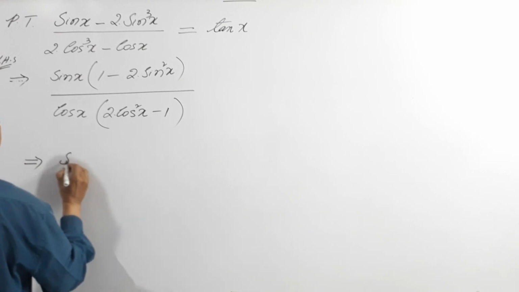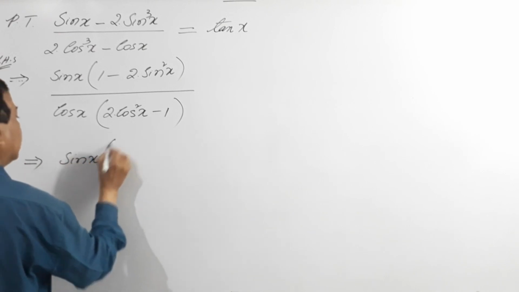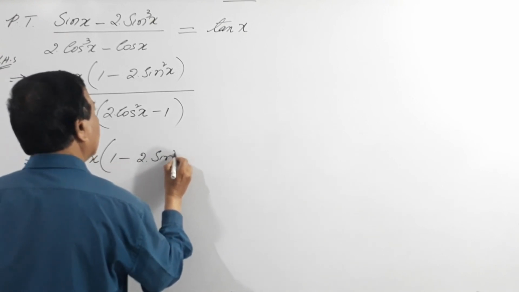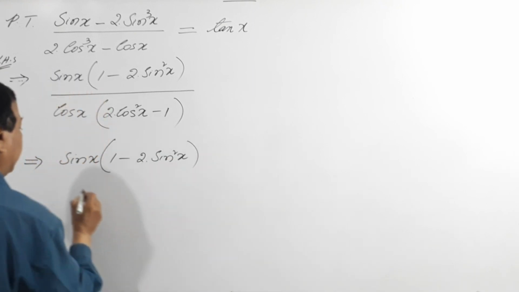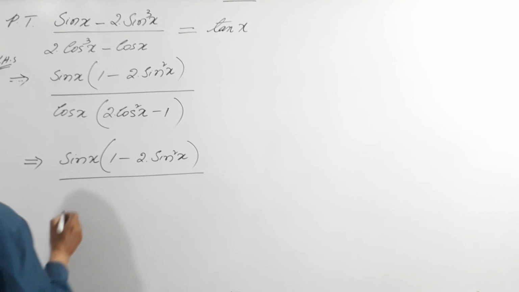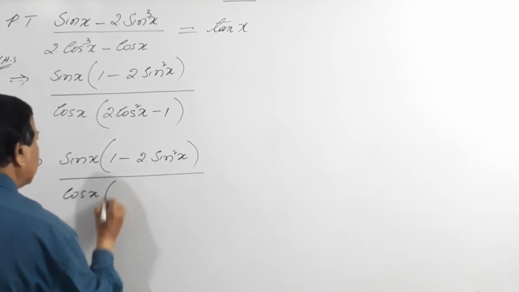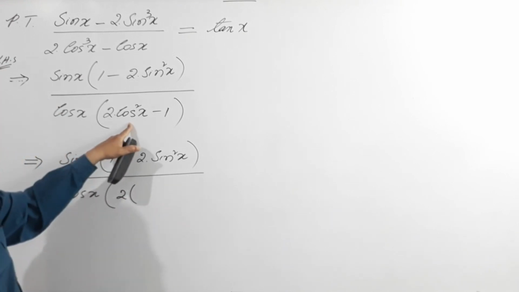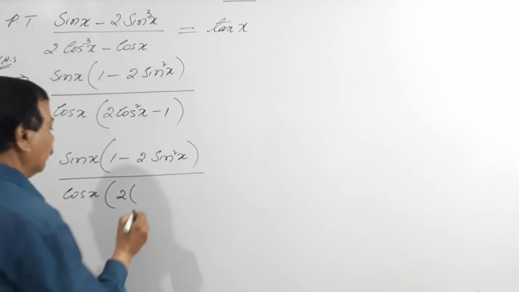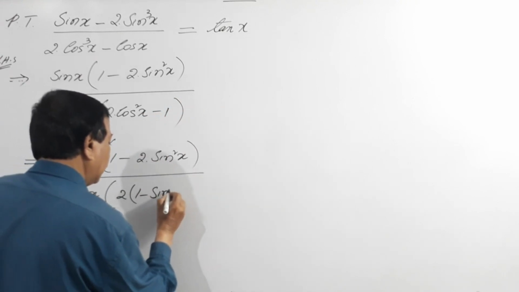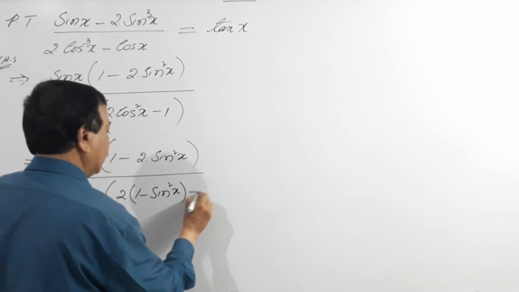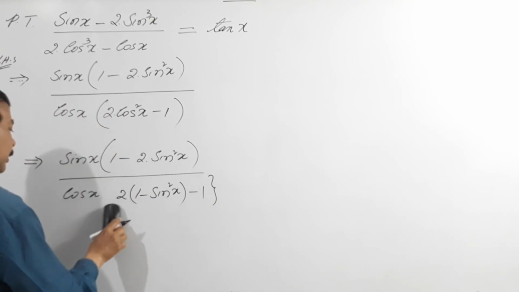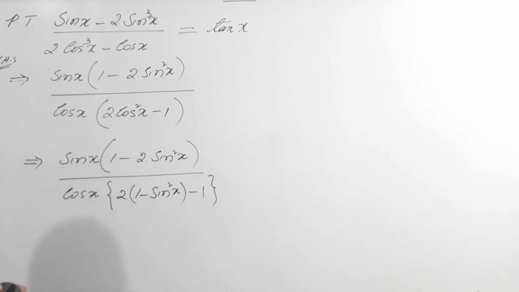So here this becomes sin x into 1 minus 2 sin square x divided by cos x. So I'll write this as 2 times what is cos square? Just to ensure, cos square is nothing but 1 minus sin square x, and minus 1. And I'll use a floor bracket. For this also I'll use a floor bracket. Done. So what happens here?